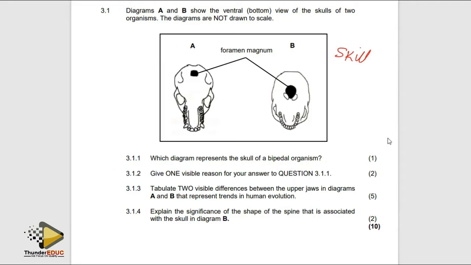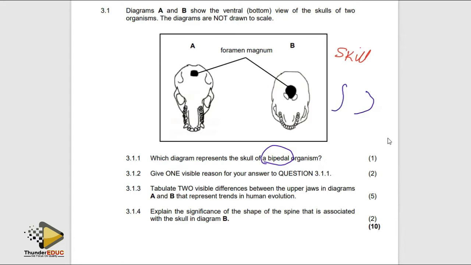All right. Now, which diagram represents the skull of a bipedal? Bipedal means that the organism is walking on 2 limbs. We have 3 factors which you can use to identify whether the organism is walking on 2 limbs or not. The first one is the position of the foramen magnum. The second one is the shape of the spine, if it is S shape or C shape. S shape allows flexibility for the organism, so therefore it is bipedal. And C shape, the flexibility is not there, therefore it works on 4 limbs, quadrupedal.